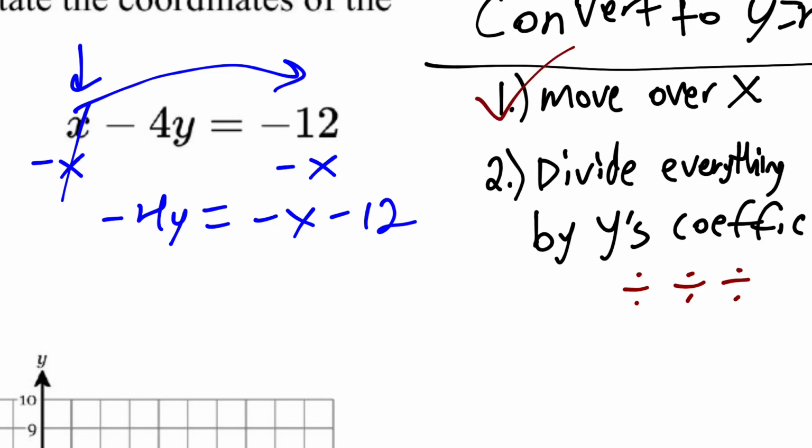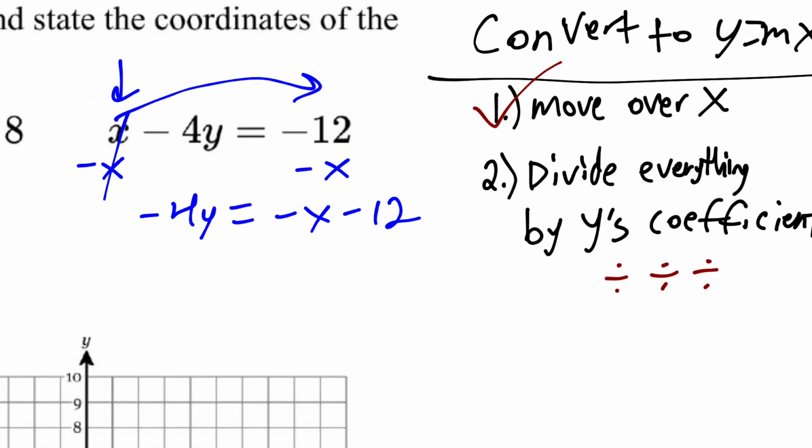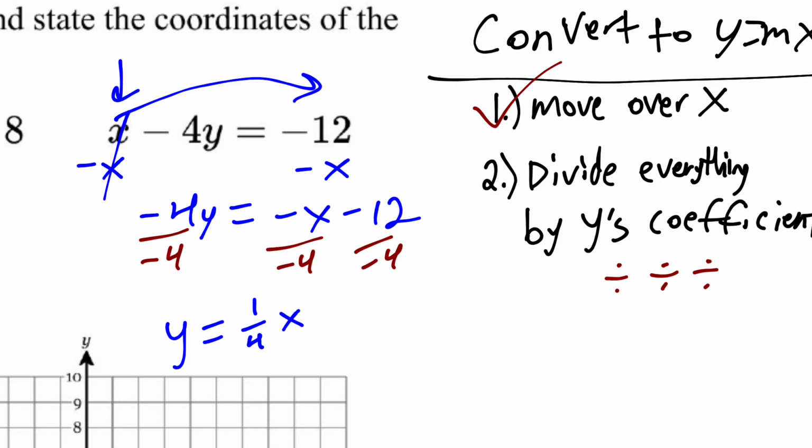Next up, I'm going to divide everything by y's coefficient. So what's in front of y? The coefficient is the number in front of the letter. And you see here that it has a negative attached to it. So I'm going to divide by negative 4 three times. I'm left with y is equal to 1/4 x plus 3.